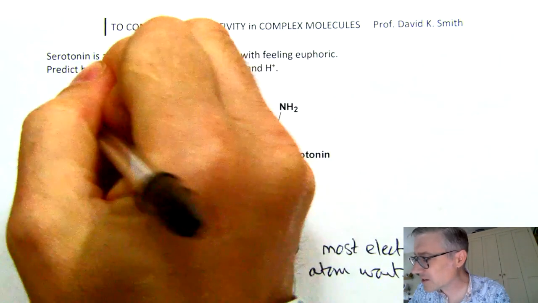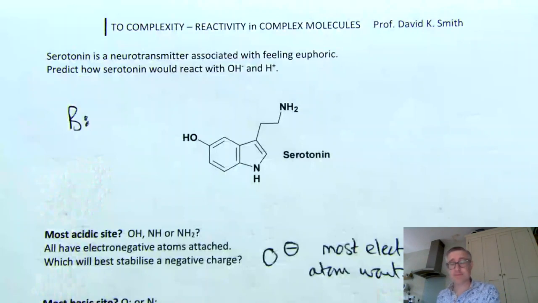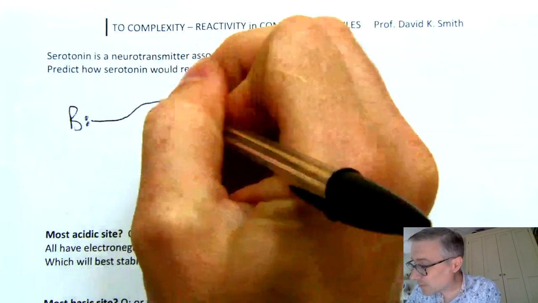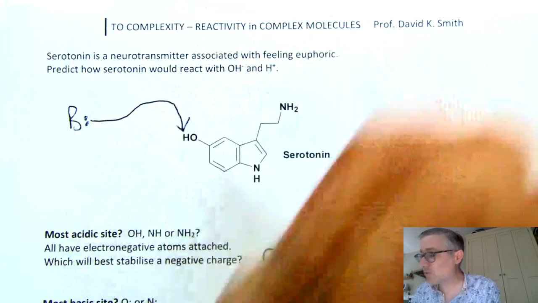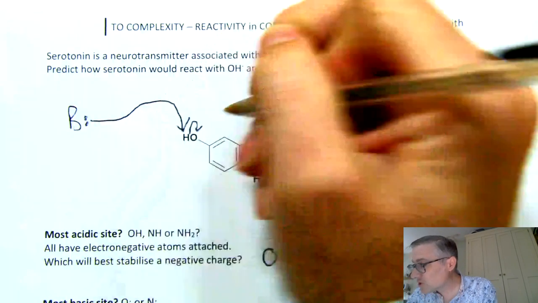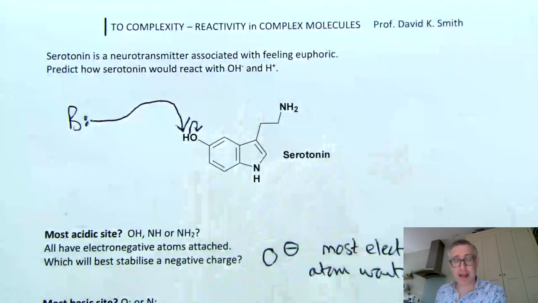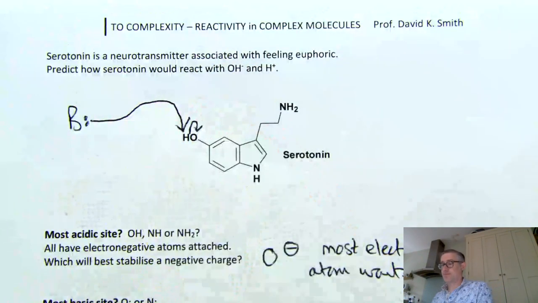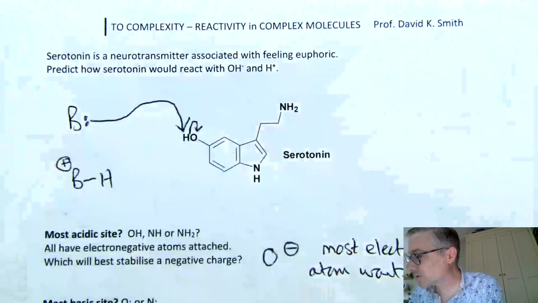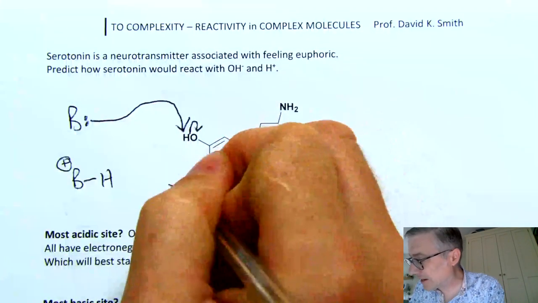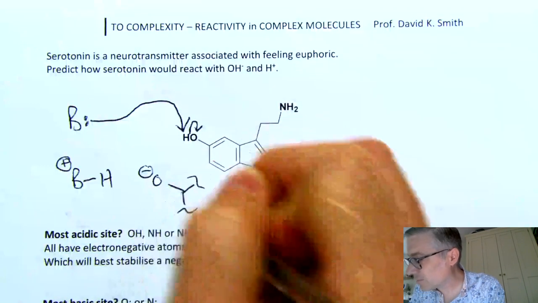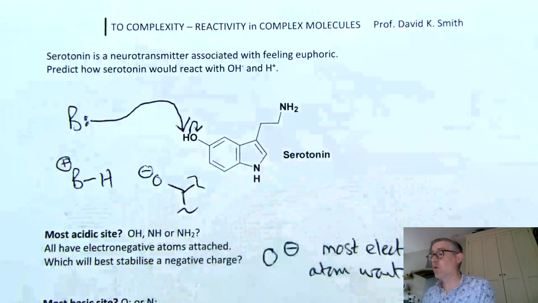So if we treated serotonin with a base, it would come in, it would take the H, and it would generate O minus. So that would give us a base that we've protonated, and drawing just a partial structure there, O minus.